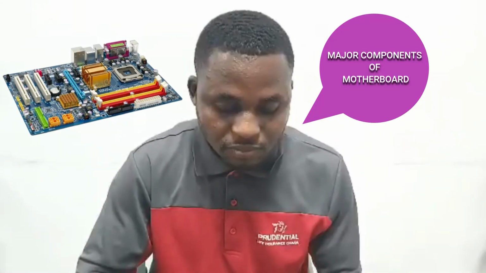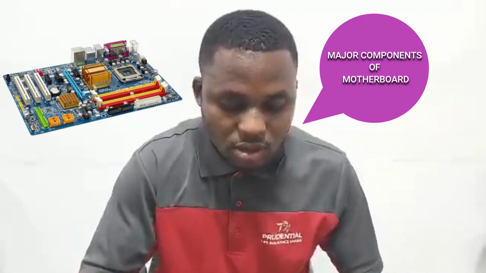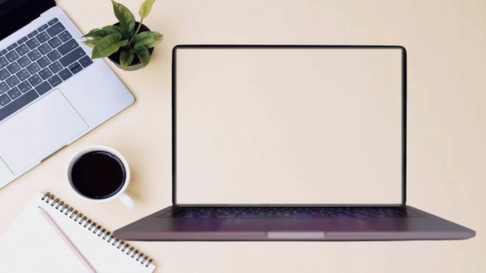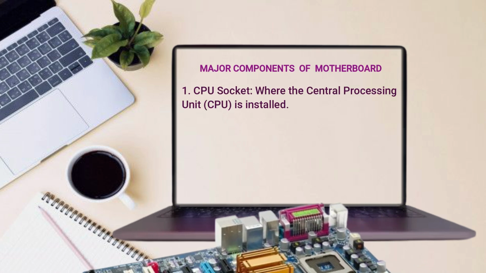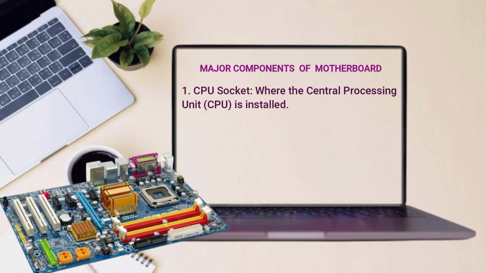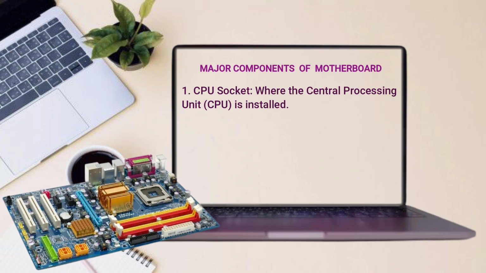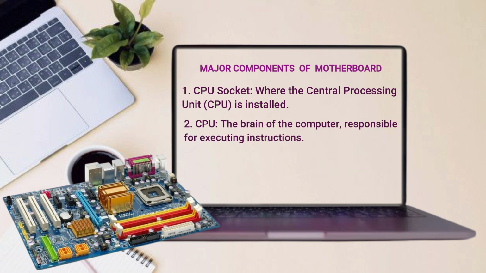Now we are going to talk about major components of the motherboard of a computer. The first point I'll talk about is the CPU socket, that is central processing unit socket. For this socket, that is where the central processing unit is installed. The second one I'll talk about is the central processing unit itself. That is the brain of the computer, which is responsible for executing instructions. So this component serves a major role in the computer.